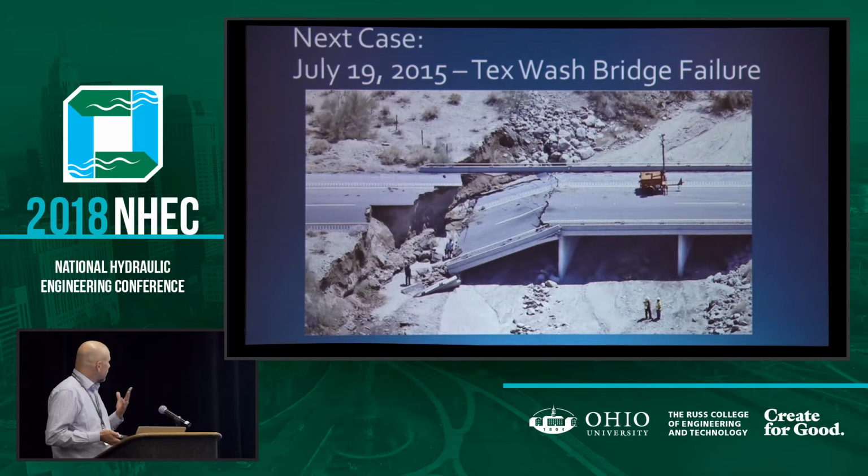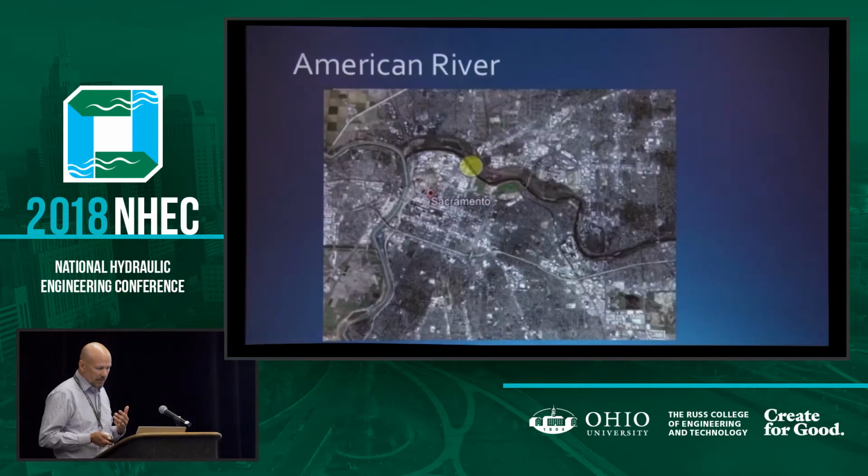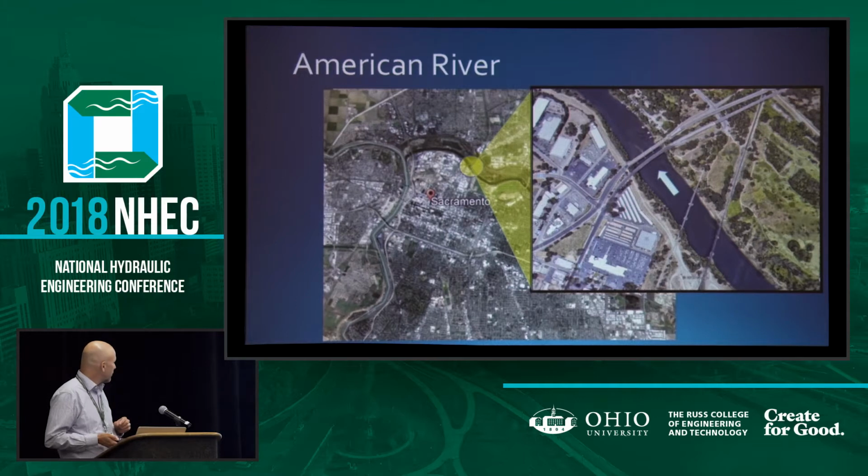Our next job is to go through the desert wash. This is the Tex Wash bridge failure. It's been studied again by myself a little bit, as well as Berkeley's looked at it. I'm going to skip over that one. So again, that's the future work. What I've done with the code since then is look at the American River.